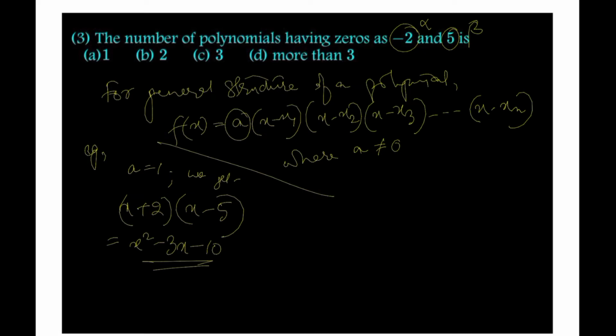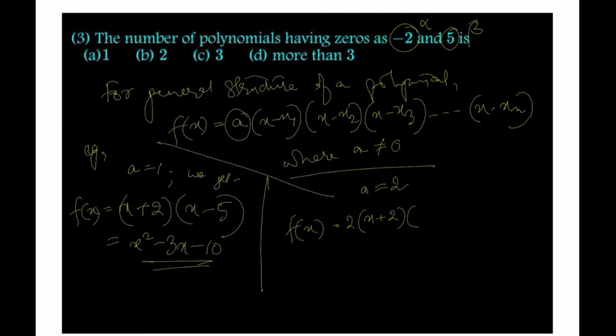And if we take any other value of a, for example a as 2, we get f of x is equal to 2 into x plus 2 into x minus 5. On simplifying this, we get 2 into x squared minus 3x minus 10.